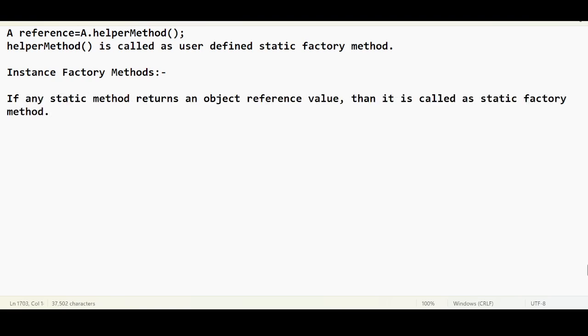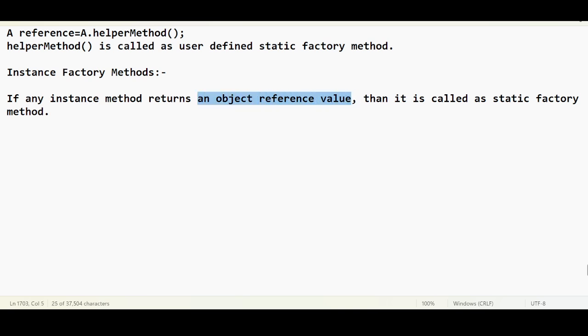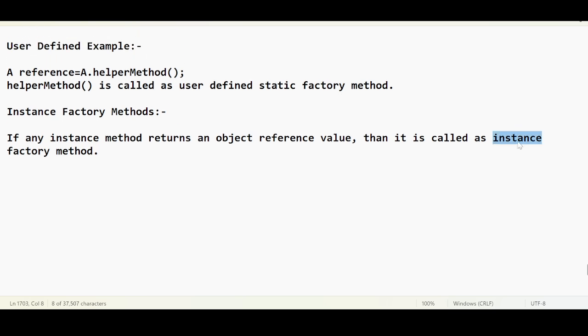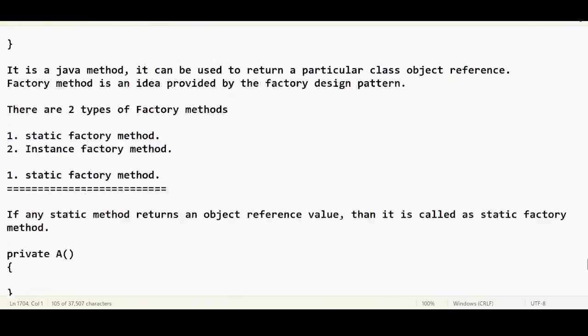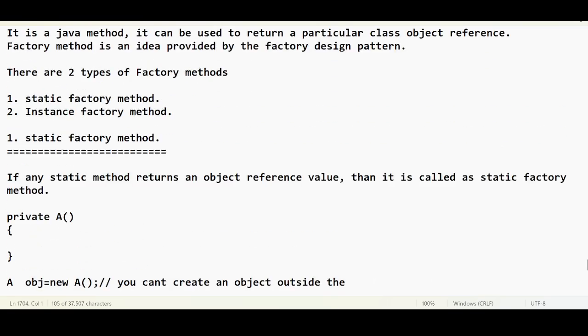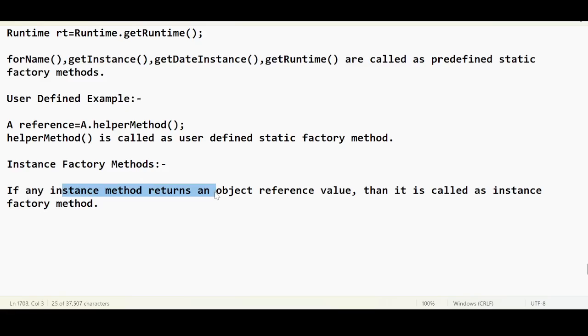If any instance method returns an object reference value, then it is called what? Instance factory method. You need to define an instance method that is going to return what? Object instance. So that is called the instance factory method. Previously, when you used a static method to return the object reference, the only difference is you use a static method if you want to return an object. Here you will use what? An instance method to return an object. Okay, real-time examples for this.